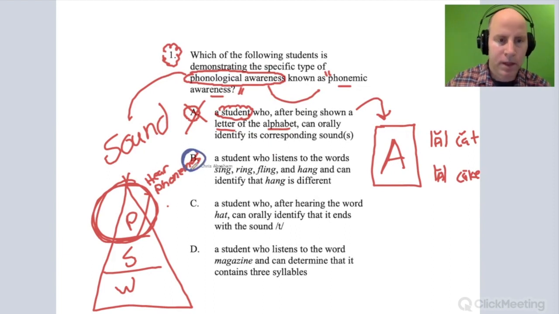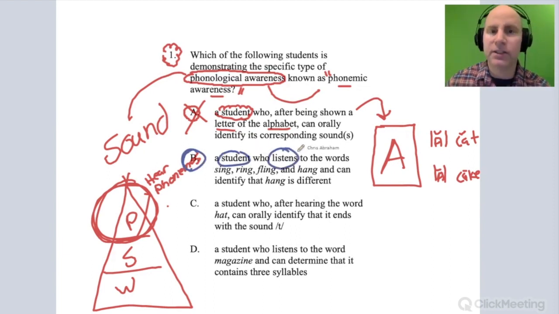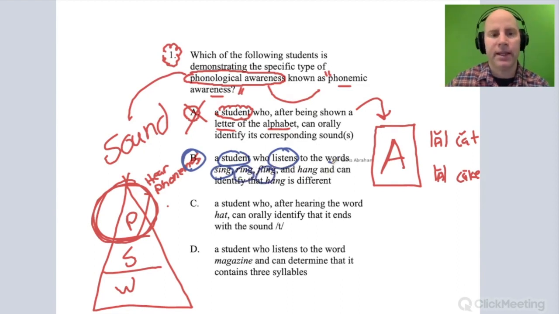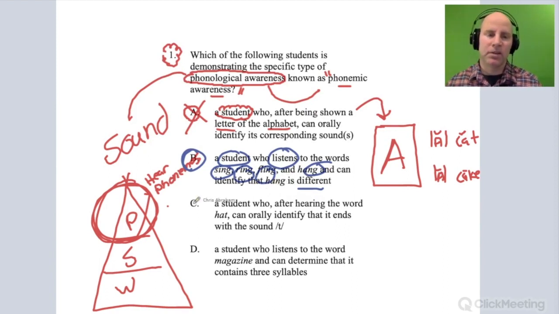Let's go to B. Okay, B has to do with the student. We don't know the age. And they're listening to words. This is a good start, because anything involving listening and speaking in oral language could be a phonological awareness thing. They hear the words sing, ring, fling, and hang, and they can identify that hang is different. Now, sing, ring, fling, they rhyme. And hang doesn't rhyme.